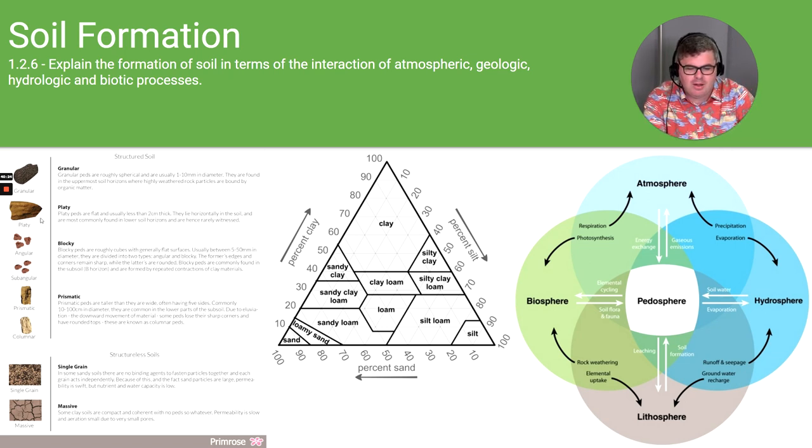Now, for the most part, these different types of peds and soil structure are based on what sort of elements are holding them together. So you tend to use what we call a soil texture triangle here, or soil density triangle, in order to determine what the mixture is. So for instance, our school has clay loam, or somewhere in this particular region here where the cursor is.